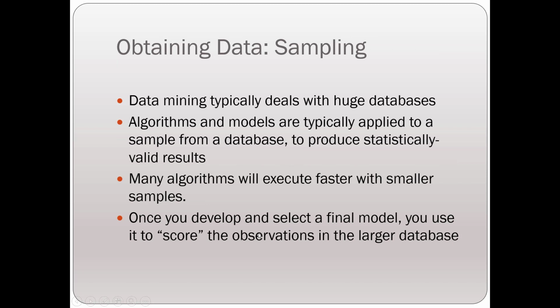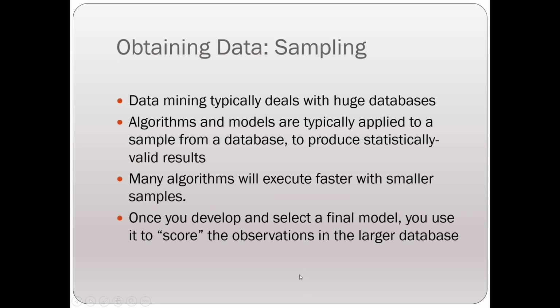Sampling is when, in data mining, you don't need billions and billions of records, even though you may have access to billions of records. When you have huge databases, you can randomly sample a smaller database, maybe 1,000,000 records, or maybe 100,000 records, and then use that for analysis. Algorithms and models are typically applied to a sample because of the size. If it's a humongous database, then the analysis is going to take a lot of computer time, and it's not needed. The algorithms will execute faster with smaller samples.